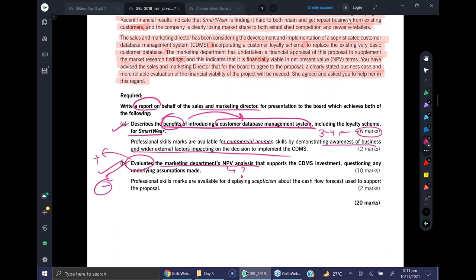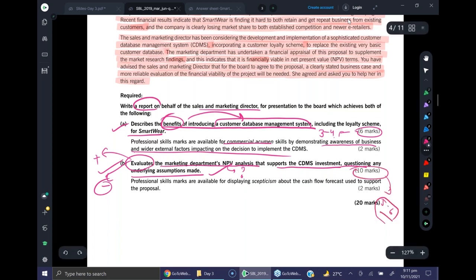Evaluate the marketing department's NPV analysis that supports the CDMS investment, questioning any underlying assumptions made. So we'll have to figure out what information we have and then we'll discuss it. 10 marks are here. One thing I know for sure is that I'll have to talk about 5 to 6 points in total. And professional skills marks here are available for skepticism about the cash flow forecast used to support the proposal. So you're already given a prepared NPV analysis and you're going to demonstrate your skepticism.